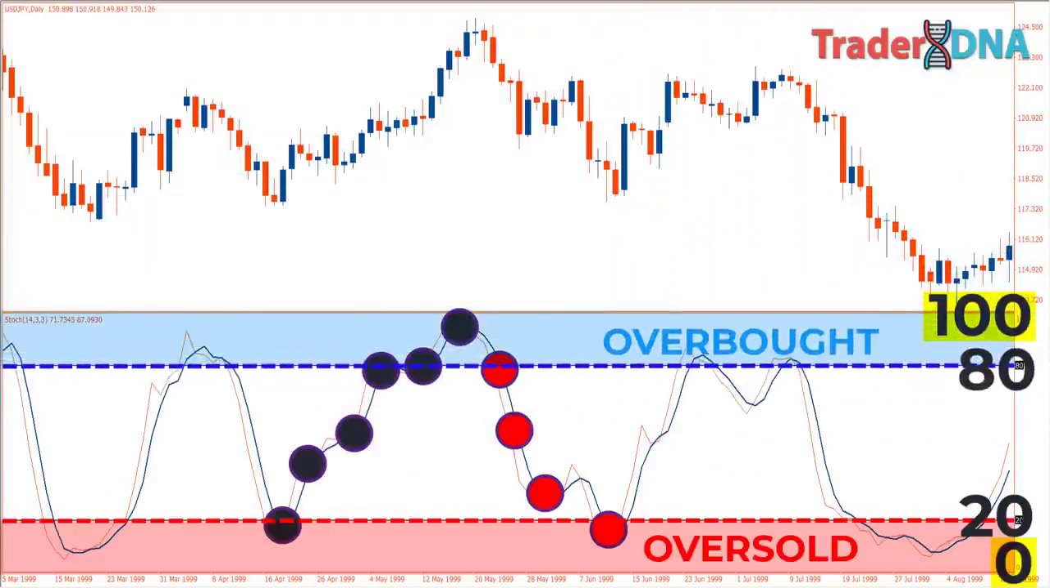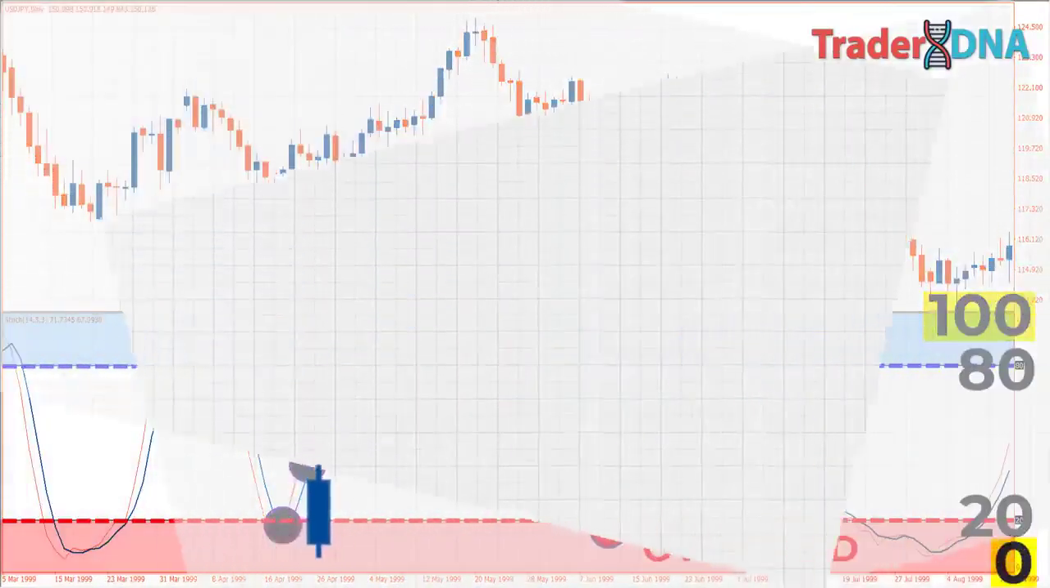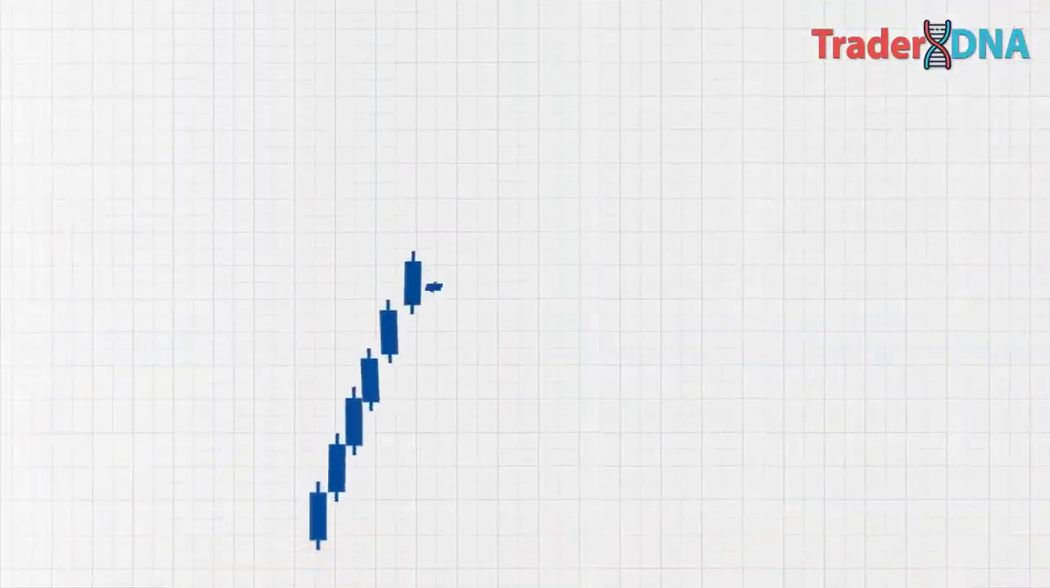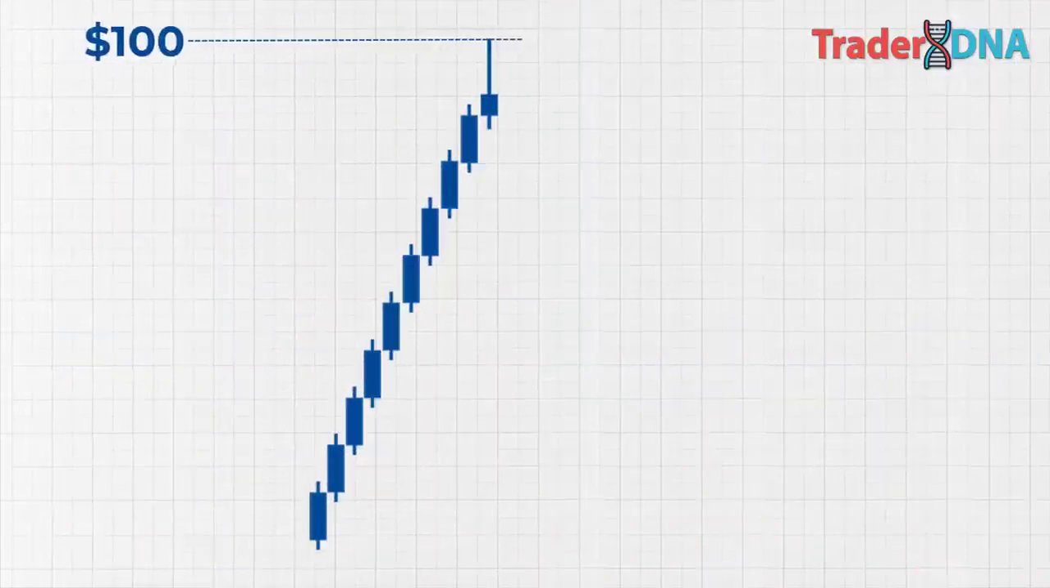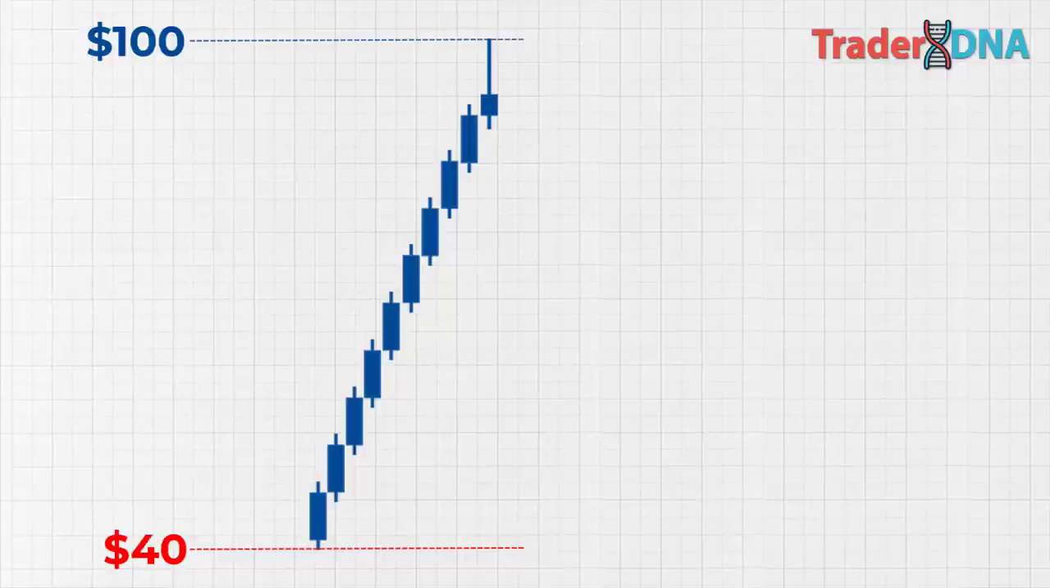In the following section, I'll show you the process of calculating the stochastic value during an uptrend using 10 consecutive candles. Let's assume we have 10 candles in a row, all pointing in an upward direction. Now, let's assume that the highest high value among the last 10 candles is 100, and the lowest low value within this same set of candles is 40. Additionally, the closing price of the most recent of these 10 candles is 90.